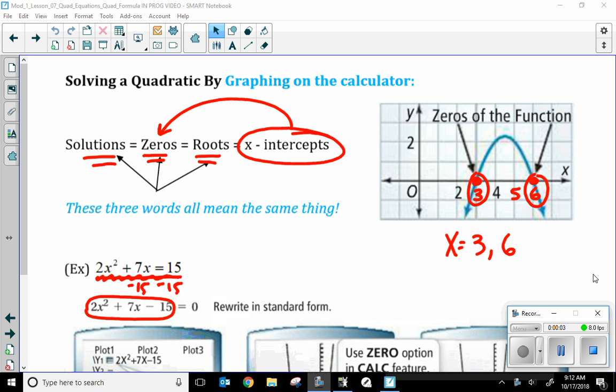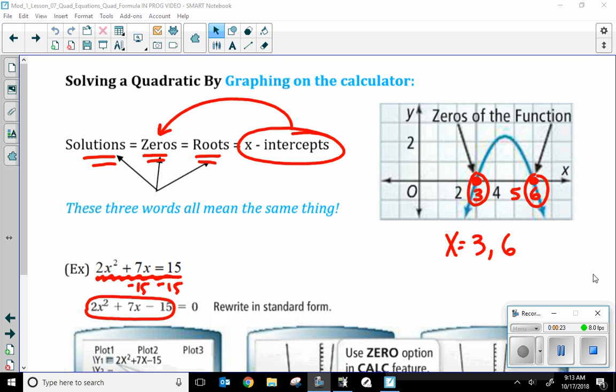Welcome to Unit 1, Lesson 7. This is the second video, and it won't take all that long. We had to stop kind of abruptly after the first video, and we're just picking up where we left off. All right, we're going to solve quadratics by graphing on the calculator.